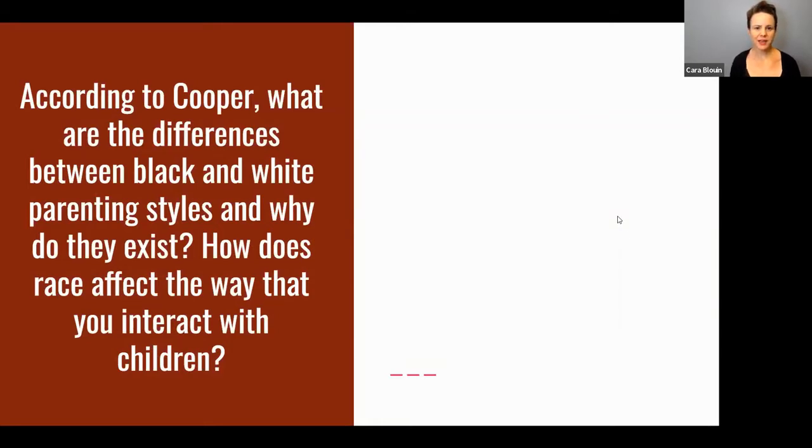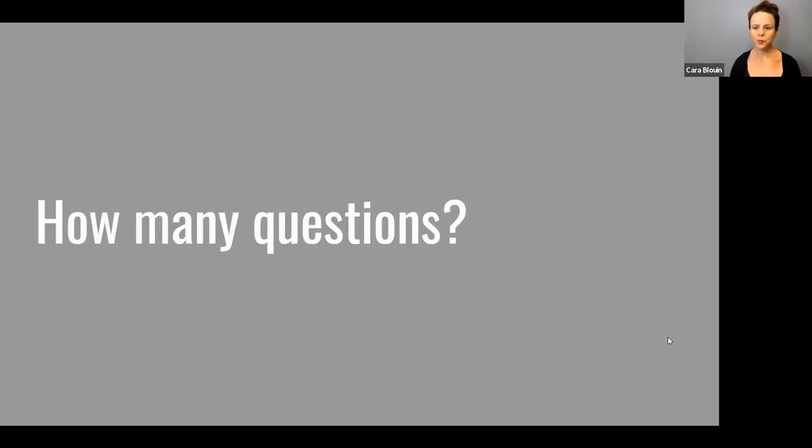Here's the prompt for the essay due this week. According to Cooper, what are the differences between Black and white parenting styles, and why do they exist? How does race affect the way that you interact with children? These questions might be familiar to you, and that's because I asked you to write some sample discussion posts about them last week. So in terms of what you have to write for the content of the essay, most of it you've already done.